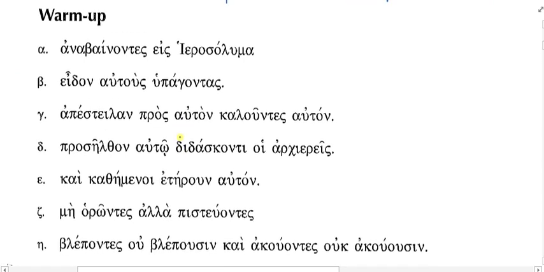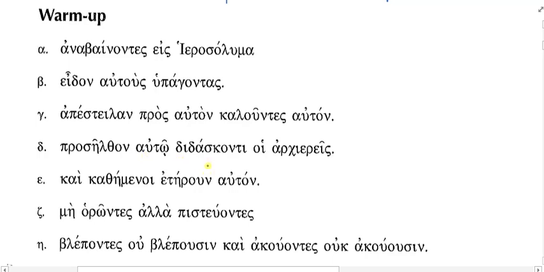Shall we do the warm-ups here? Any questions about warm-ups? Okay. Sure. Well, let's look at delta real quickly. Everybody, let's say this together. Ready? Proselthon autō didaskonti hoi archiereis. Okay. So how much of this can you translate and tell me where we need some explanation?